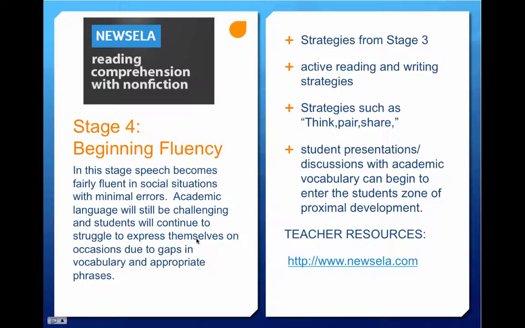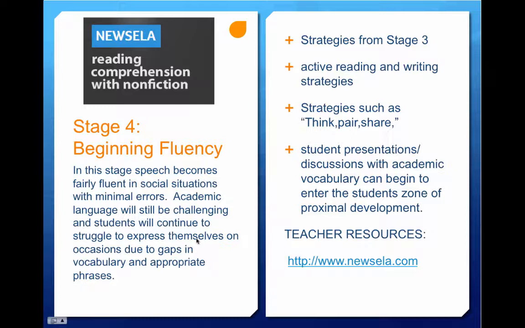So let's take now a look at Stage 4. Stage 4 is fluency, and we're looking at beginning fluencies, but still in this stage, speech has become fairly fluent, especially in social situations. We find that our English language learners are starting to be more social. They're talking among groups and friends and in class.